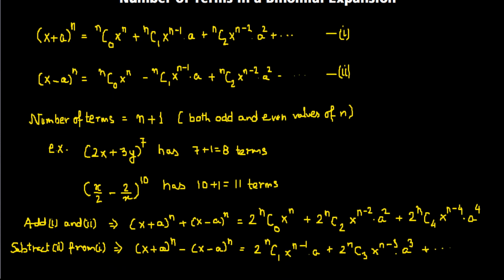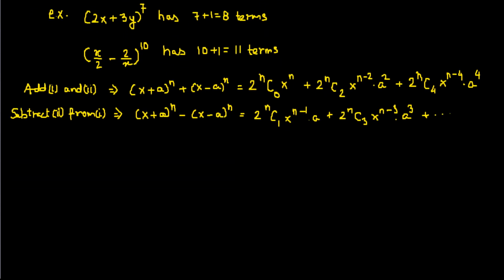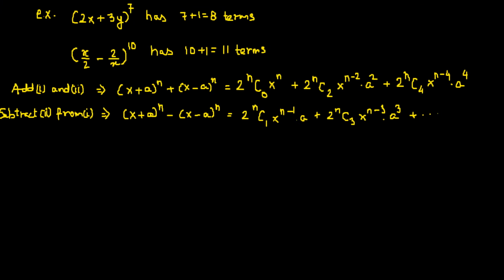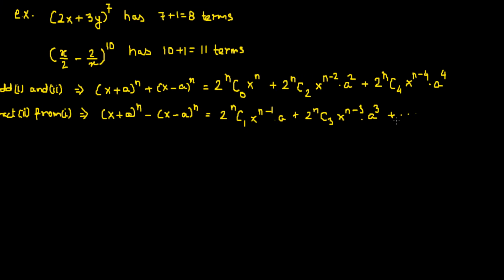So we get two new expressions when we add 1 and 2 together. That gives us a third equation, and when we subtract 2 from 1, we get the fourth equation. Now the question is, what's the number of terms in equation number 3?